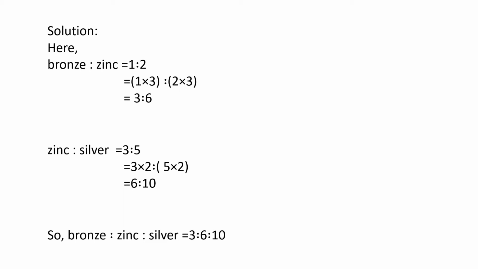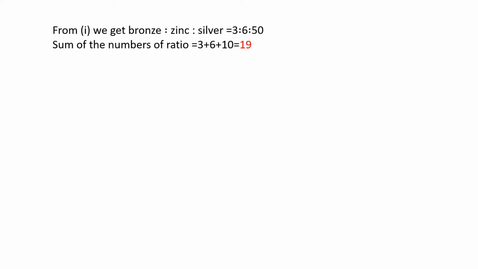That works for question number A. Okay, so let's solve the next one. Actually, there is some mistake over there. From the first part we get bronze, zinc and silver is 3:6:10. It should be 10. Let me take the pen tool, by the way, and it should be 10 over there, right?